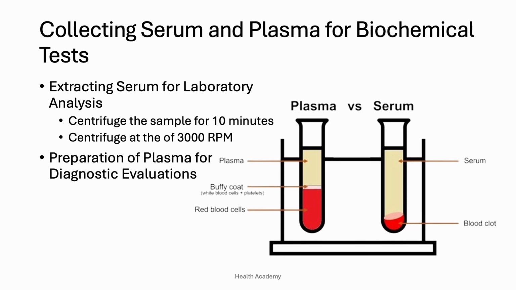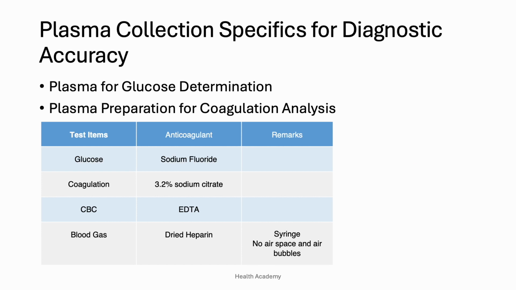For diagnostic evaluations, preparing plasma is critical, particularly for glucose and coagulation tests, which necessitate the use of specific anticoagulants during collection. Sodium fluoride in tubes halts glycolysis for glucose tests, and sodium citrate prevents clotting for coagulation tests, highlighting the necessity of filling tubes to their specified mark. Plasma collection specifics for diagnostic accuracy. Plasma for glucose determination. The use of plasma in glucose testing illustrates the critical role of sodium fluoride tubes in preserving glucose levels by preventing glycolysis.